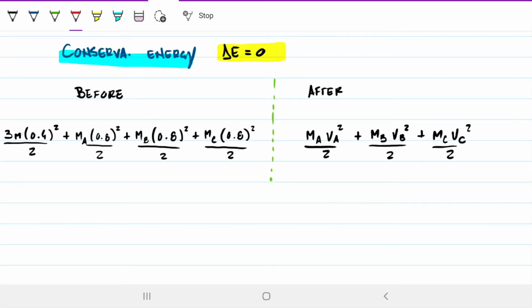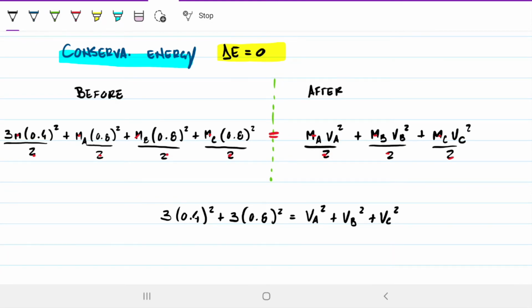And then I'm going to remove every instance of mass, and I'm also going to remove every instance of 2 that we have. And I'm going to make the 2 things equal, because we're not losing any energy. So this is going to be 3 times 0.4 squared, plus 3 times mass, or in this case, because we're removing the mass, 3 times the 0.8 squared. So 3 times my 0.8 squared has to be equal to my VA squared plus my VB squared plus my VC squared.